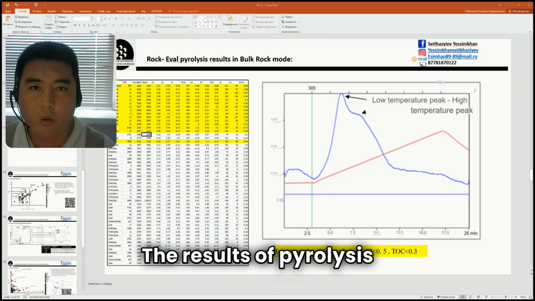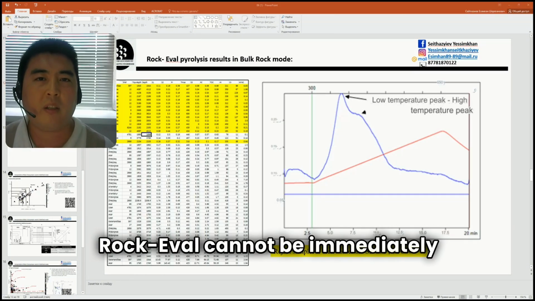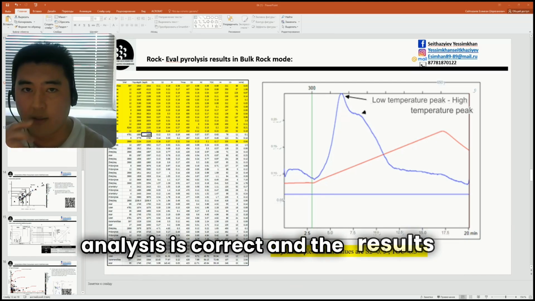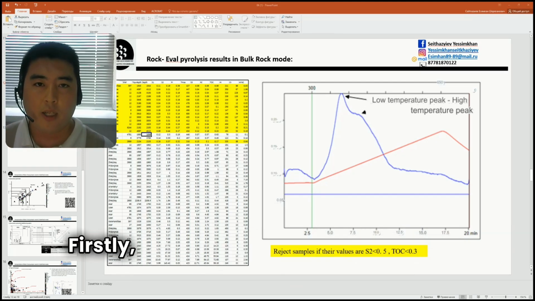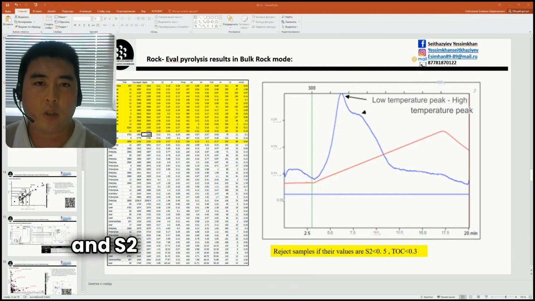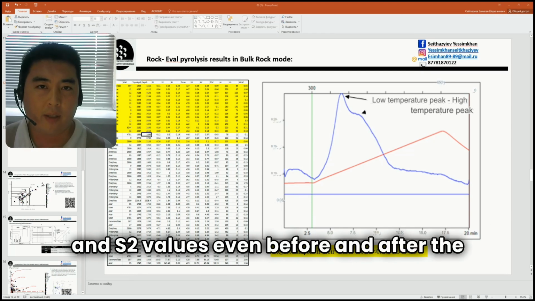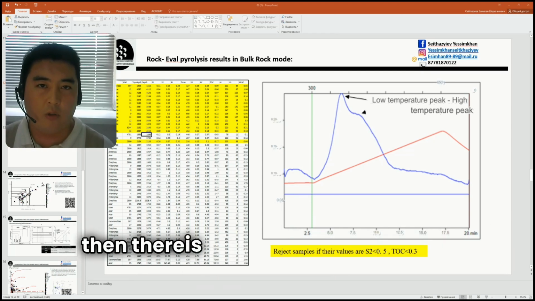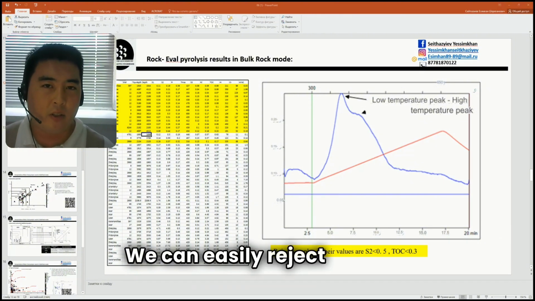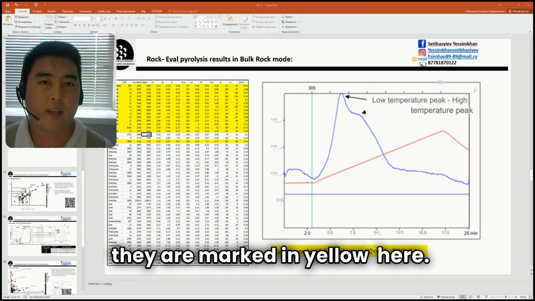The results of pyrolysis of Rock-Eval cannot be immediately interpreted. Firstly, you need to make sure that the analysis is correct and the results are reliable. If the studied samples have such low TOC and S2 values, even before and after the extraction, then there is no further interpretation needed for them. We can easily reject them, as they are marked in yellow here.